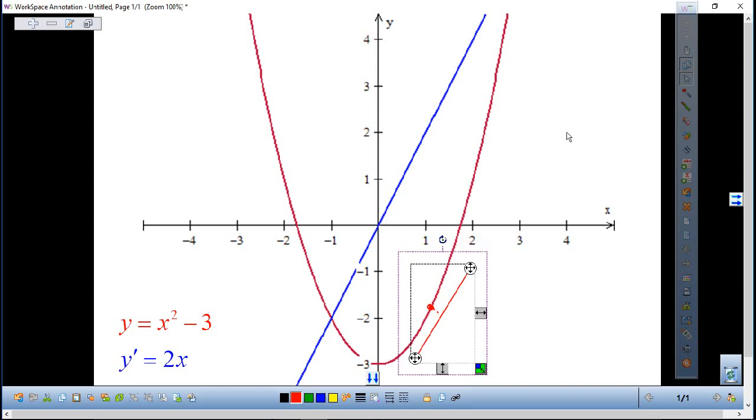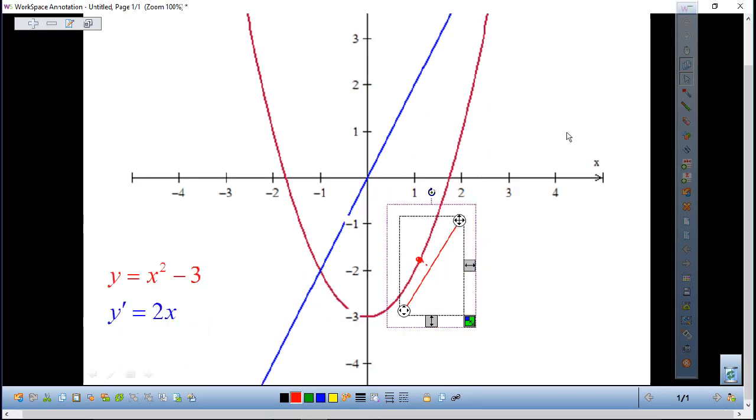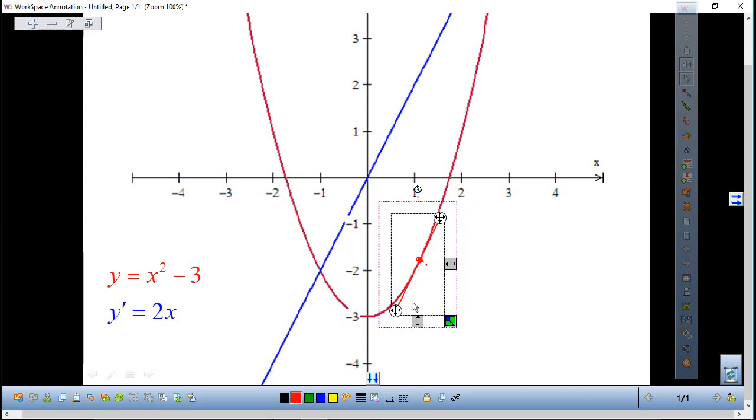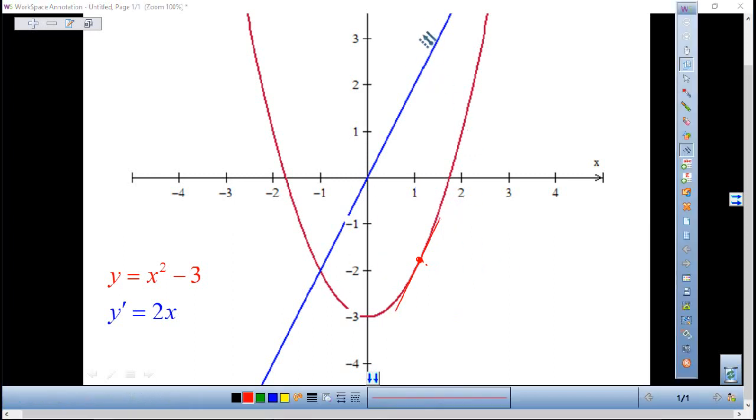Okay, maybe I'm not. I thought there was a way I could turn this. Okay, anyway, so let's turn it that way. All right, so that looks fairly tangent to that right there. Now, here's the thing. We could estimate what that value of that slope is, and we're going to.